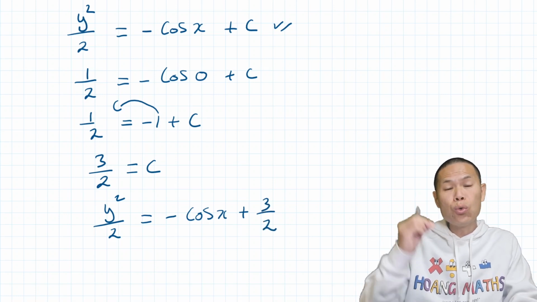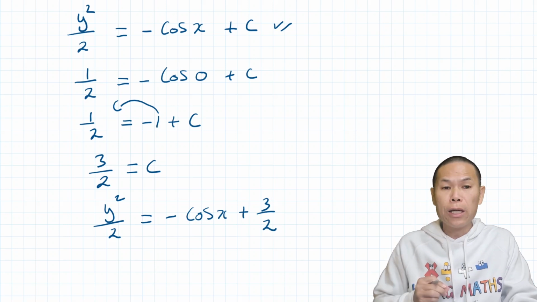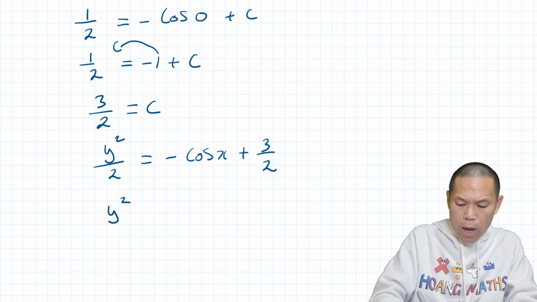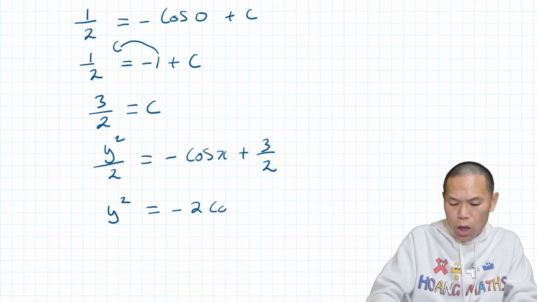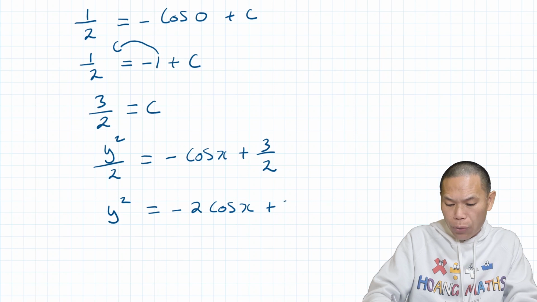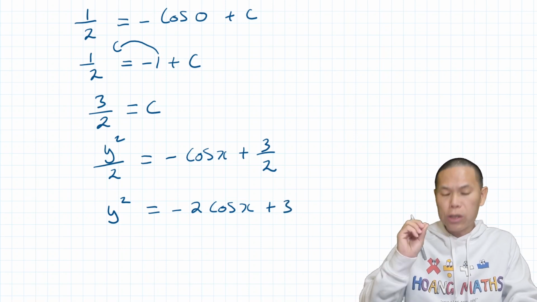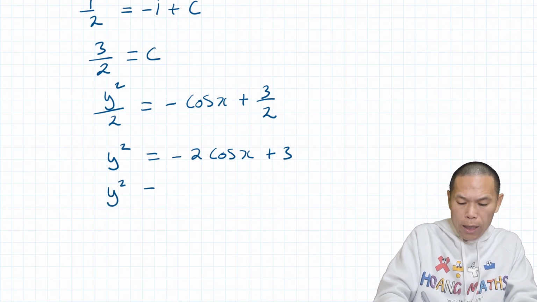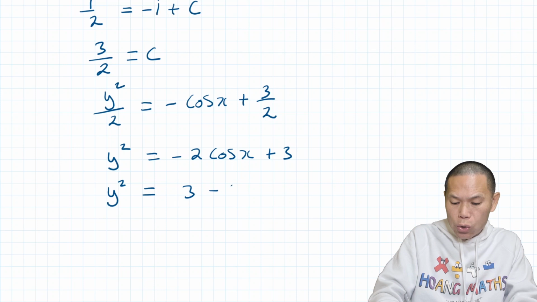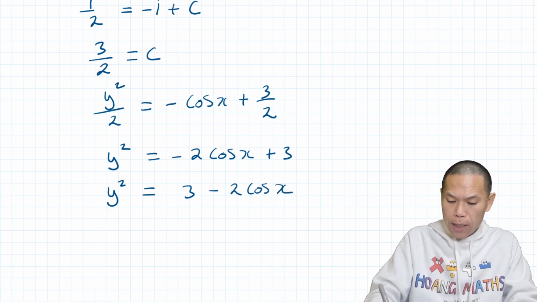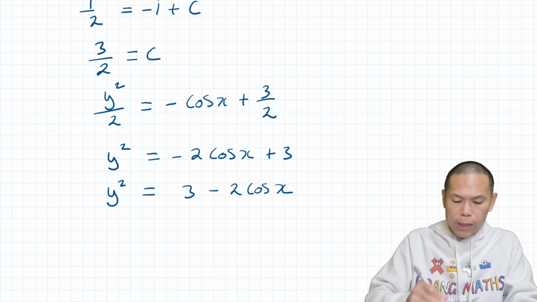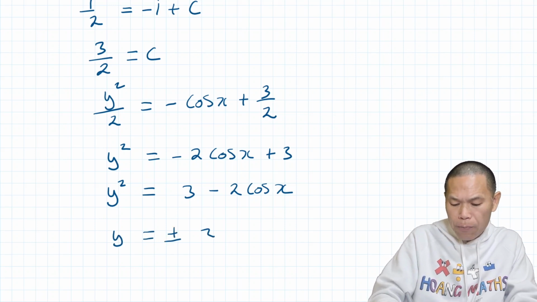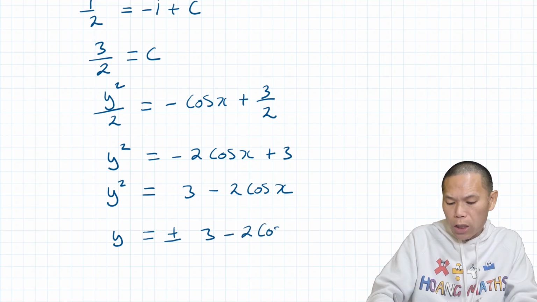If I times 2 on both sides, because I want to get rid of the fractions, this gives me y squared is negative 2 cos of x plus 3. Let me write the positive number in front. So that is the same as y squared is 3 minus 2 cos x. And we take the square root on both sides. So y is, of course, we have a positive and a negative answer, the square root of 3 minus 2 cos x.